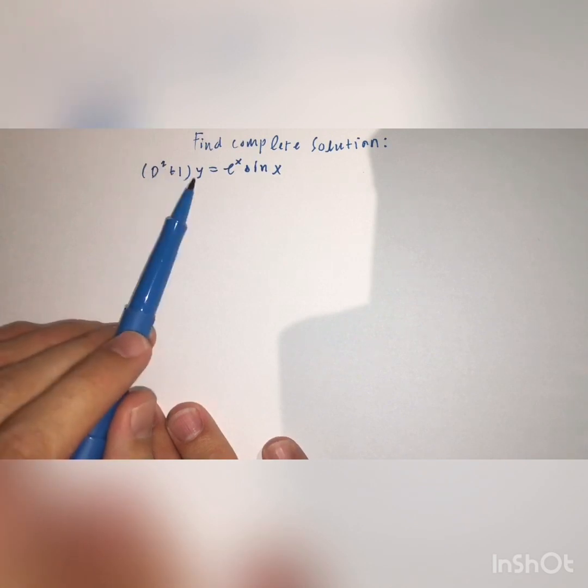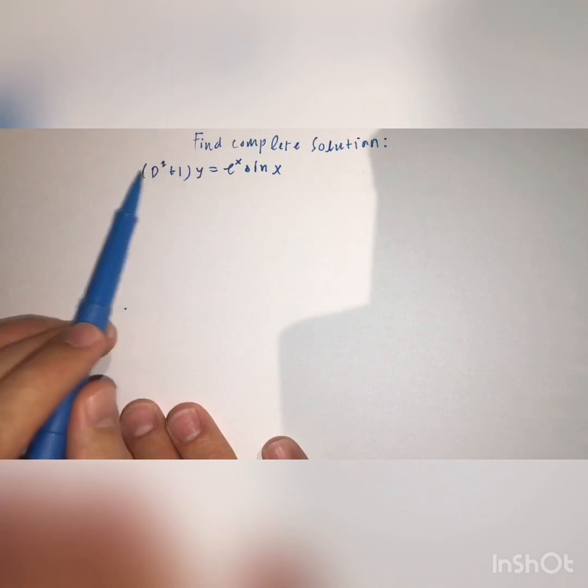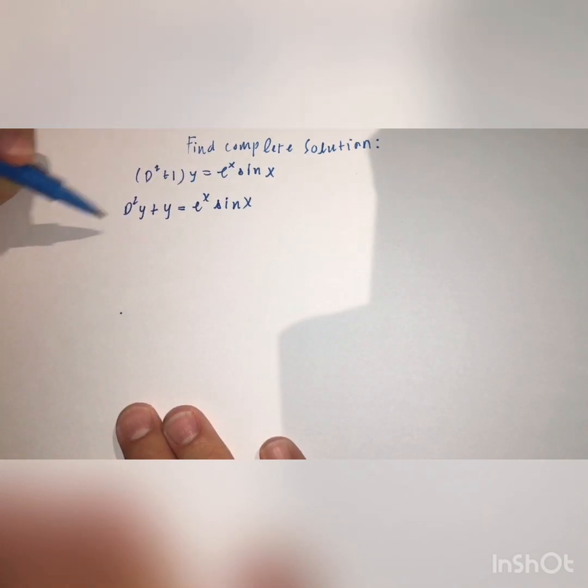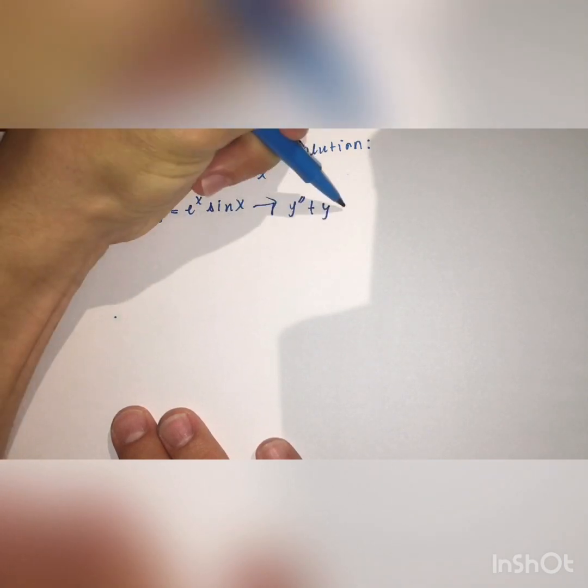Okay, we're going to try and find the complete solution of the second order non-homogeneous equation. We have the second derivative plus 1, parentheses closed, times y equals e to the x sine of x. So I like to rewrite that as second derivative of y plus y equals e to the x sine of x. Then we can even write that as y double prime plus y equals e to the x sine of x.